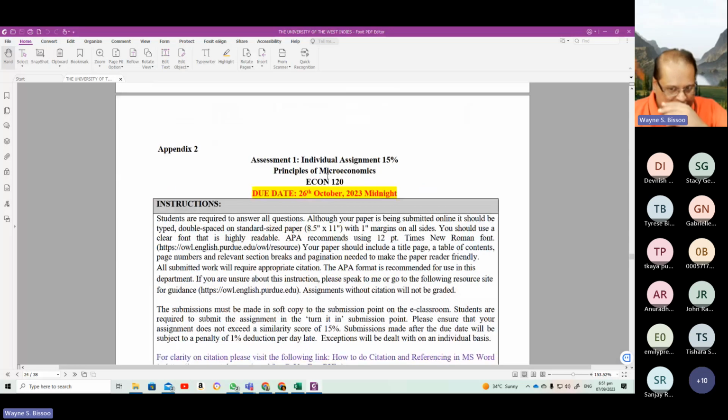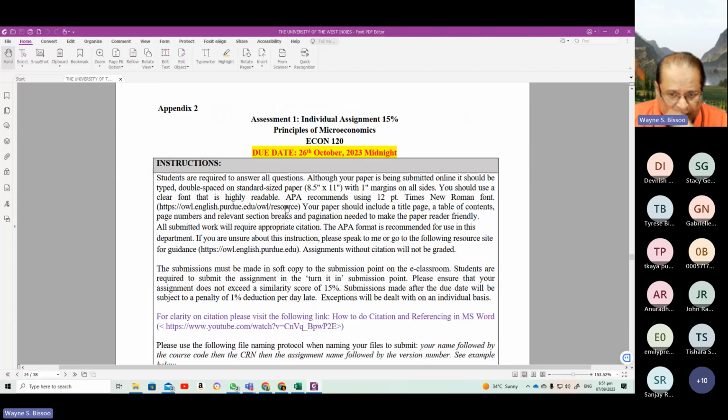Now this is the individual assignment, which is due on the 26th of October. Again, there are instructions about how you're going to format your paper and the type of citation that you're required. There's a link here that I've put in on how to use MS Word to type up; there's a system or method you can utilize in referencing to assist you with citation. There's a YouTube channel link here that you should be able to utilize.